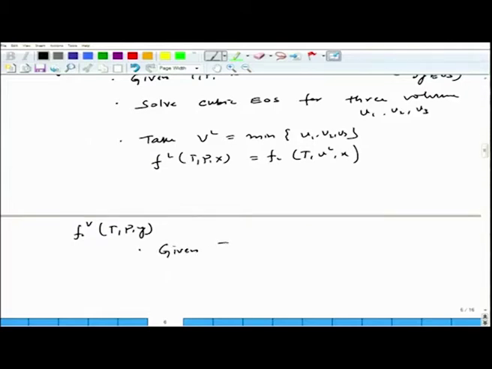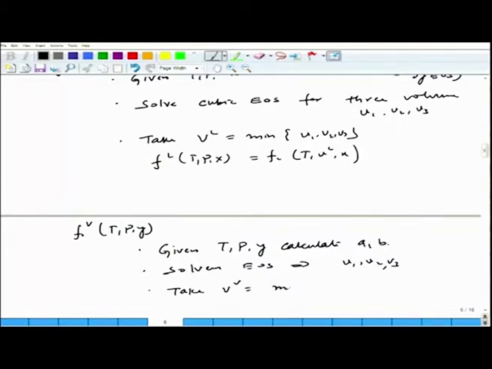So this is again something we can think of, and we can write down the algorithm. Given T, p, y, calculate again a and b, that is, the parameters for the equation of state, and solve the equation of state leading to 3 values. Then we are going to take the molar volume of vapor as the maximum value among these 3, and thus we get FV(T, p, y) as Fi(T, V, y).